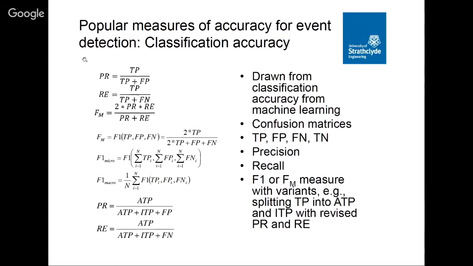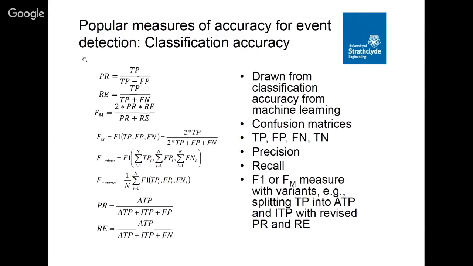There have been discussions on what the popular measures of accuracy for event detection are. We want to be able to benchmark different algorithms across the sector. If I run it on this data set, I want to know that this algorithm on this data set works with this kind of measure. So this is what's been popularly used in the literature. There are 2 types of accuracy. There's classification accuracy.